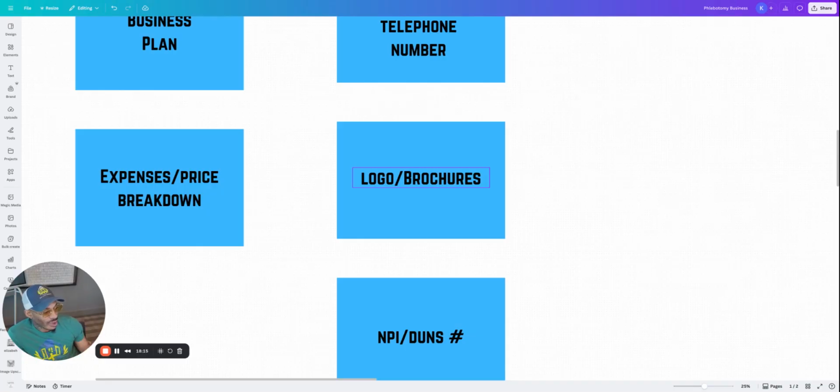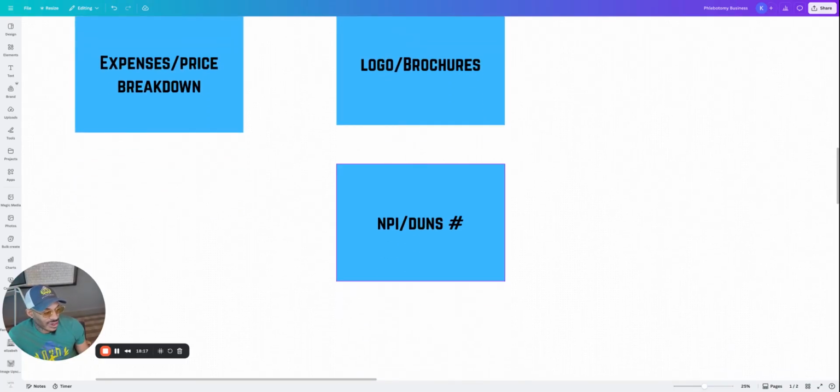Okay. Your NPI and DUNS, obviously you're going to need both of them. NPI is going to be your National Provider Identification number. Our taxonomy code is going to be 246RP1900X. Okay. So that's going to be for your NPI number. And obviously for your DUNS, just go to dnb.com so that you can start getting some business credit for your mobile phlebotomy business. Okay.